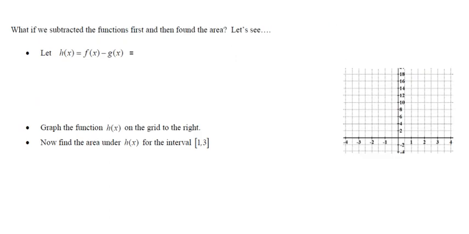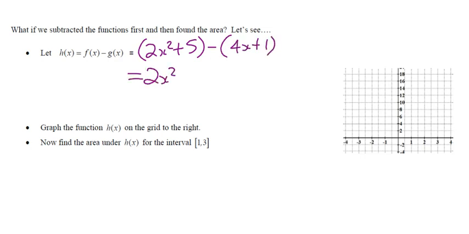And the question is, what if we subtracted the functions first and then found the area? So let's see what happens in this instance. Could this lead to a shortcut? So f of x minus g of x is 2x squared plus 5 minus 4x plus 1. So it's going to be 2x squared minus 4x plus 4. And let's call that h of x.